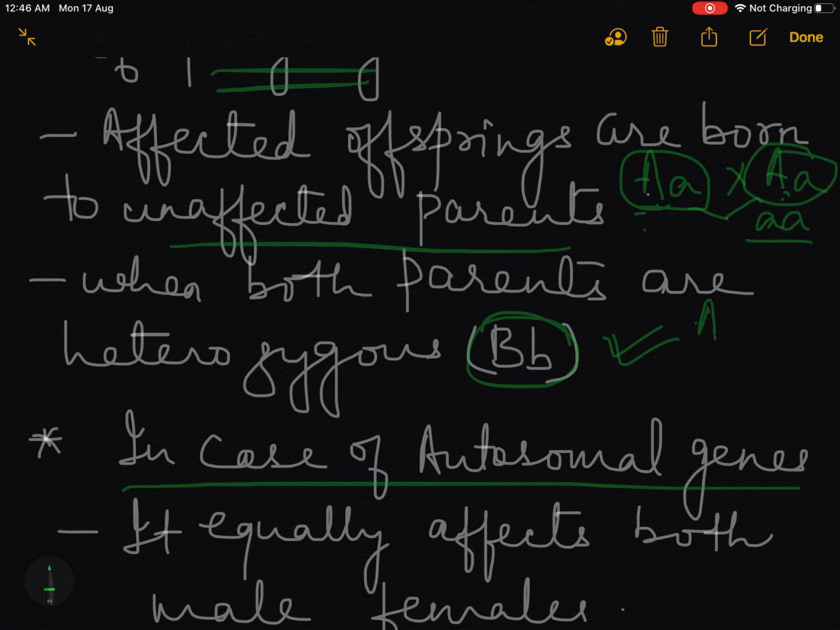Now if one of the parents is this and the other is this, will you get a recessive gene? Will you get this option? You won't get this option. So both the parents should be heterozygous.